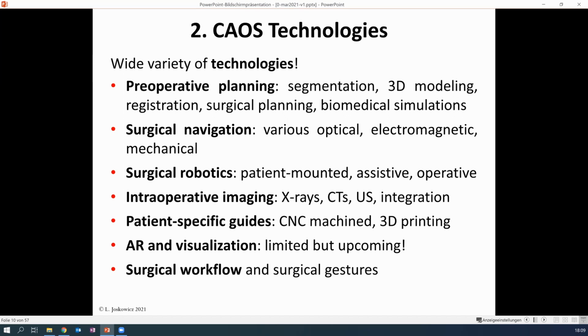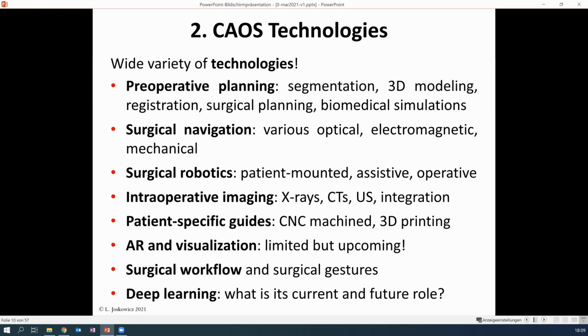And of course, the issue of the surgical workflow. There is a much better awareness nowadays of what the surgical workflow is and what aspects of it you can or cannot change. This is something we didn't really understand at the very beginning.